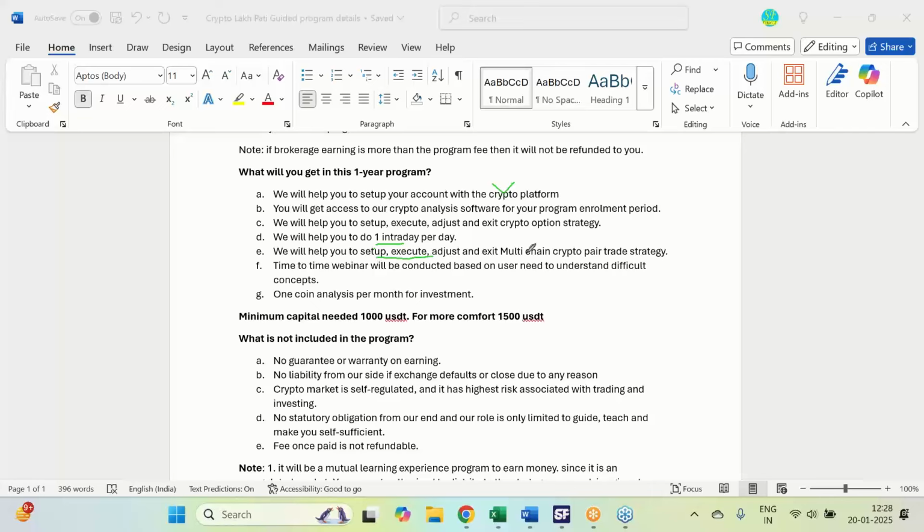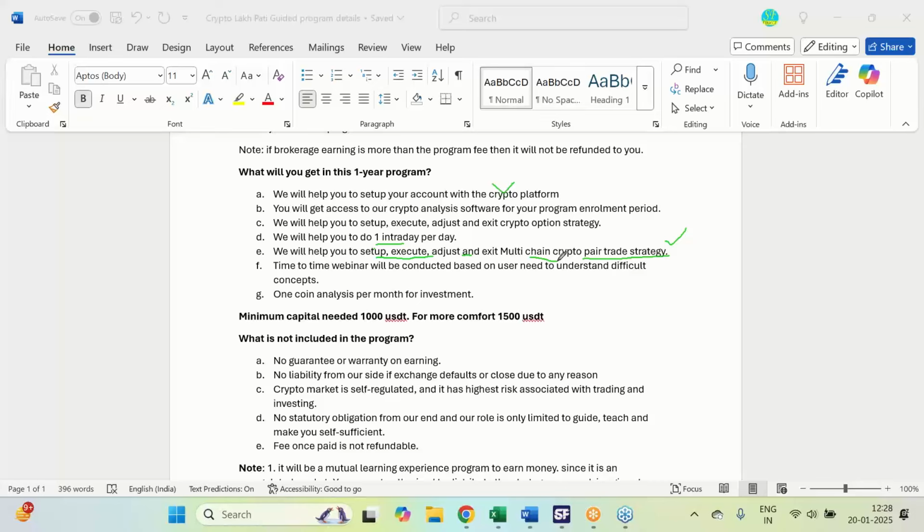This is most important: we will be sending you some pair trades, because in the crypto domain, doing pair trades is not a simple job. Every coin is an independent industry, and there is no sector here. So we will also help you set up and execute multi-chain pairs. And from time to time, during this 1 year, some webinars will happen on this subject, and you will be exclusively invited to join them to understand this concept.